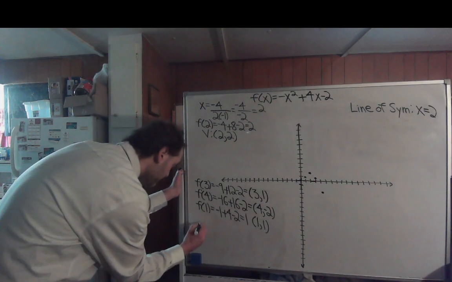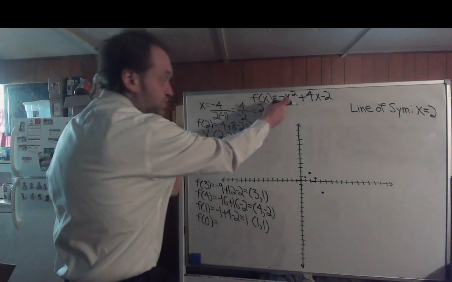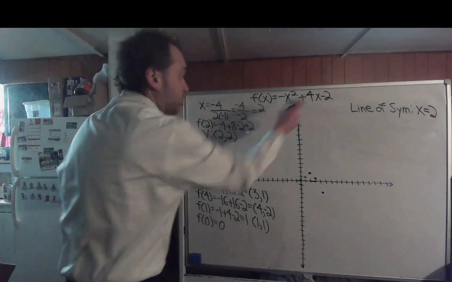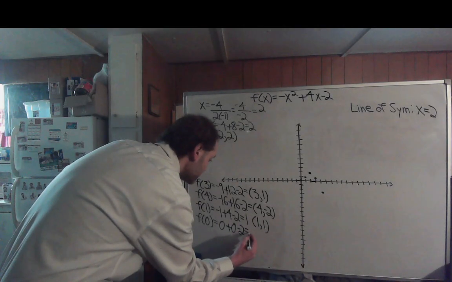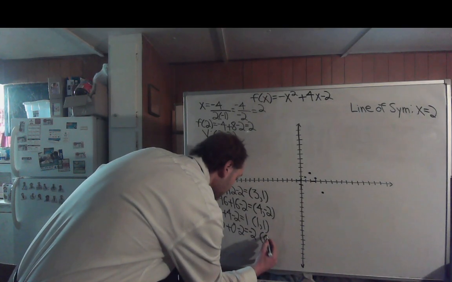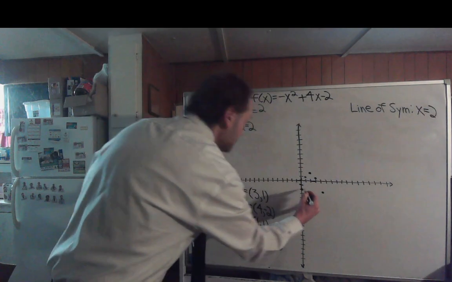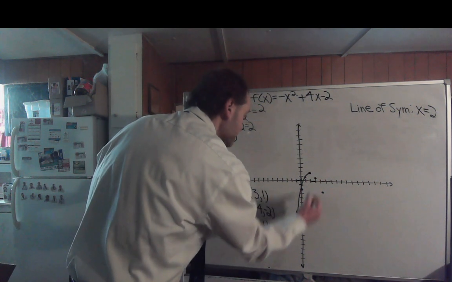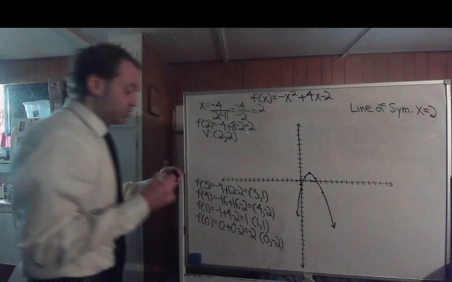Then why don't we put in f of 0? F of 0, so 0 squared is 0, negate the 0, you just get plain old 0. Plus 4 times 0 is still 0. Then just minus 2. Well, this would just give you a value of negative 2. So you'll end up getting the coordinate 0, negative 2. So that would go right here. Now we have sufficient points to connect the curve. And there is your parabola.